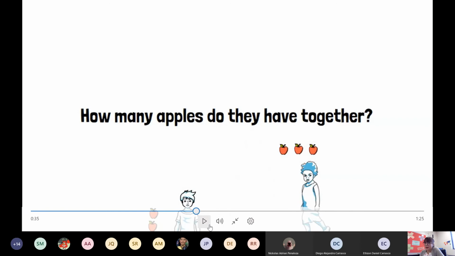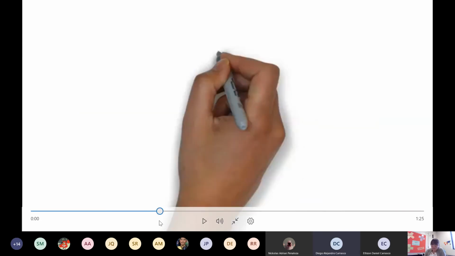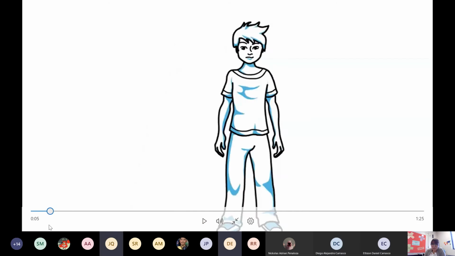Okay, so how many apples do they have together? Three. Five. Oh no, five. Why five? Well, actually, there were a little bit more than five. Let's go back to the book. Six.